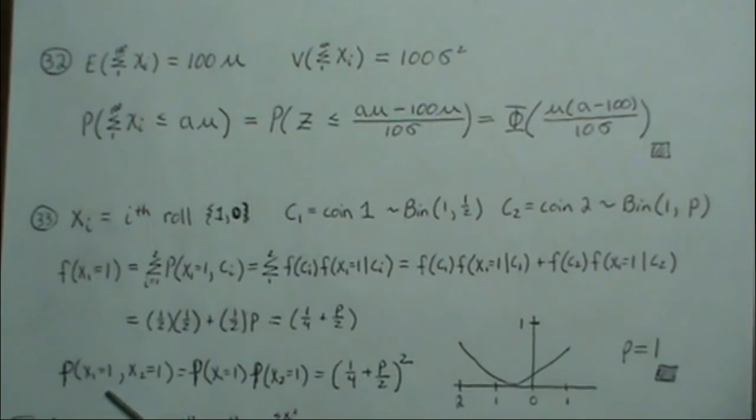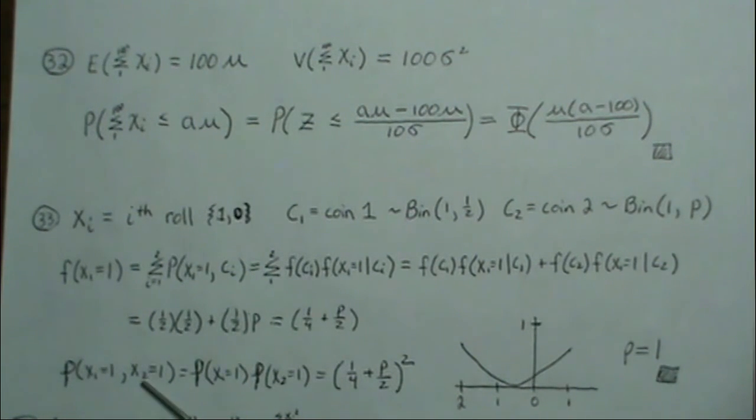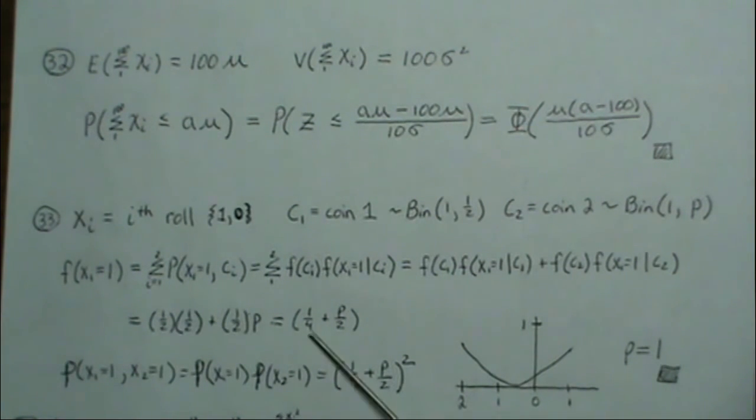But we're interested in the probability that both flips are 1. But they're independent, so we can write them independently. And the probability of each event is the same. So the probability of x1 being 1 is this, the probability of x2 being 1 is this, so it's really just squared.